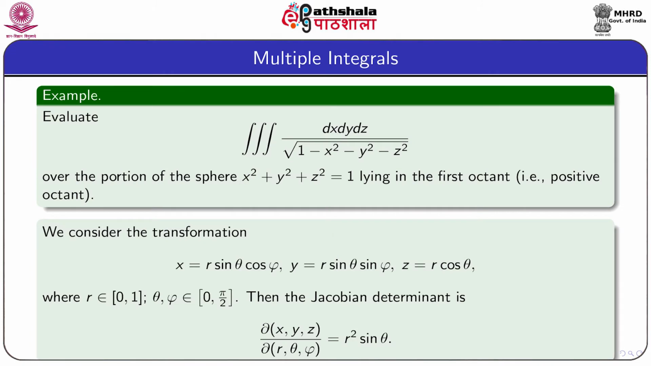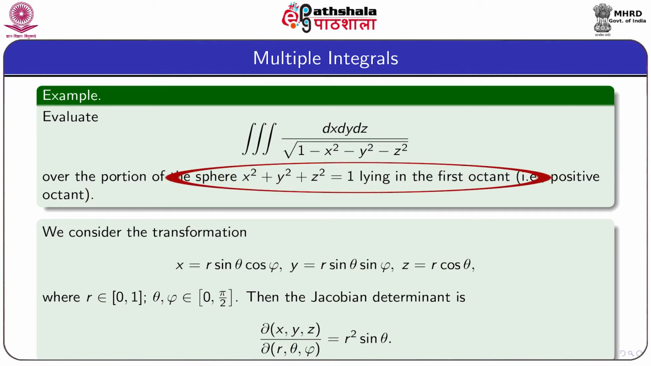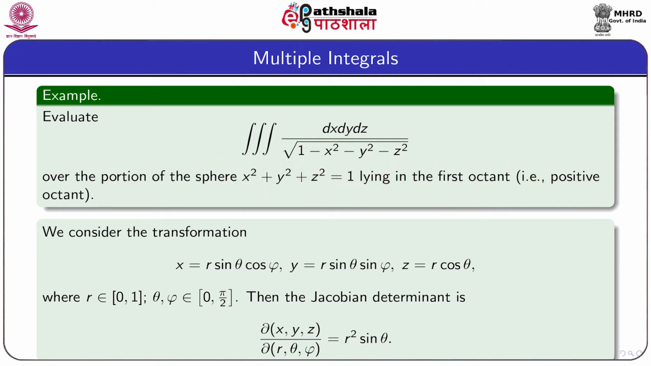We cite an example here. Let us evaluate the triple integral of dx dy dz by 1 minus x square minus y square minus z square over the portion of the sphere x square plus y square plus z square equal to 1 lying in the first octant, that is, in the octant where all the coordinates have non-negative values.